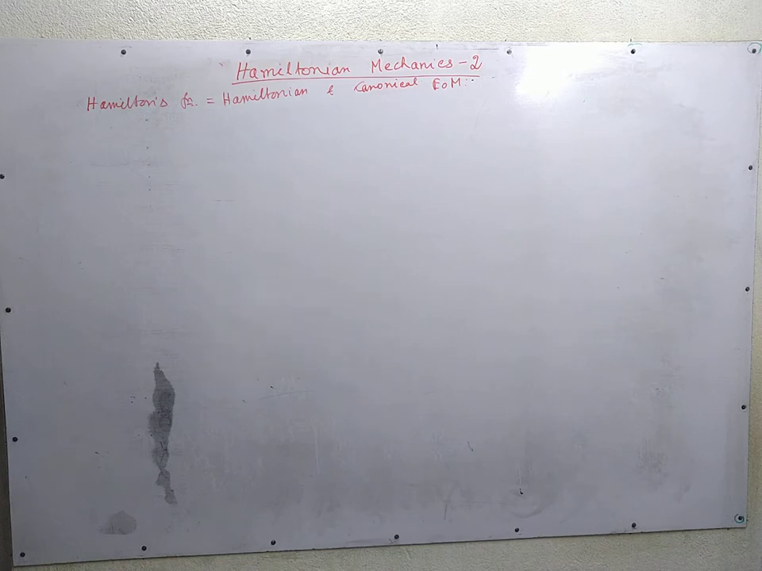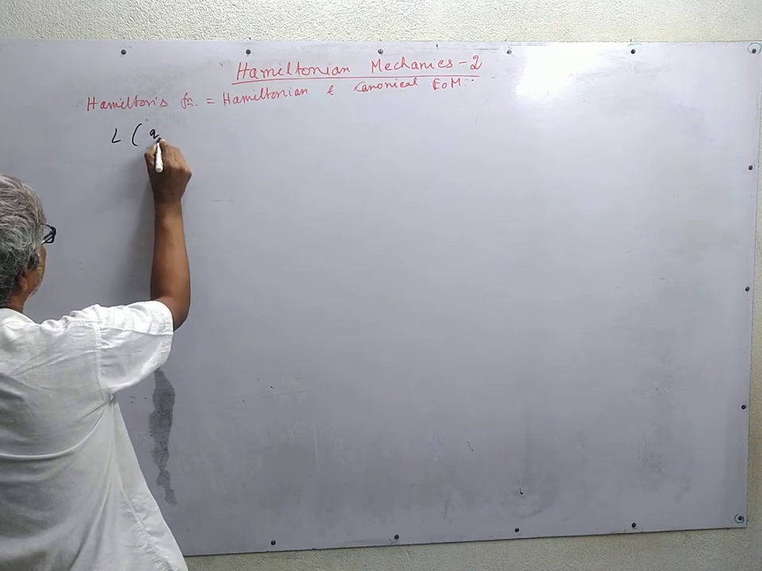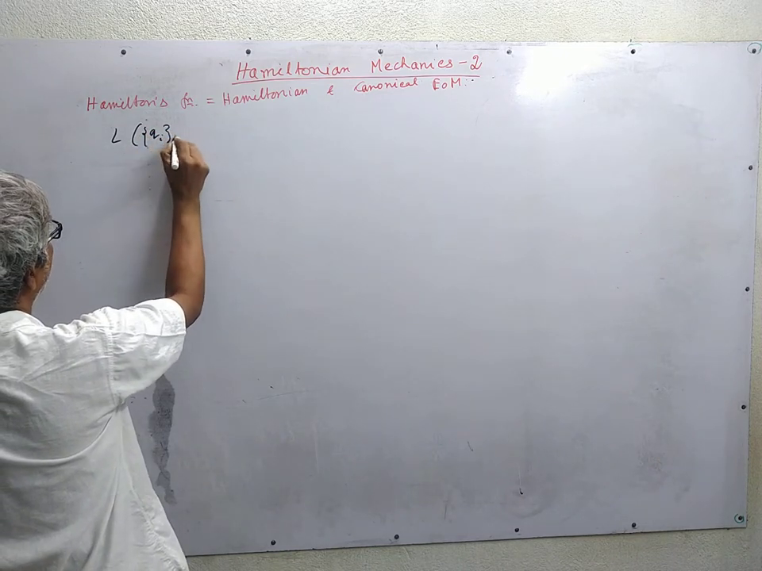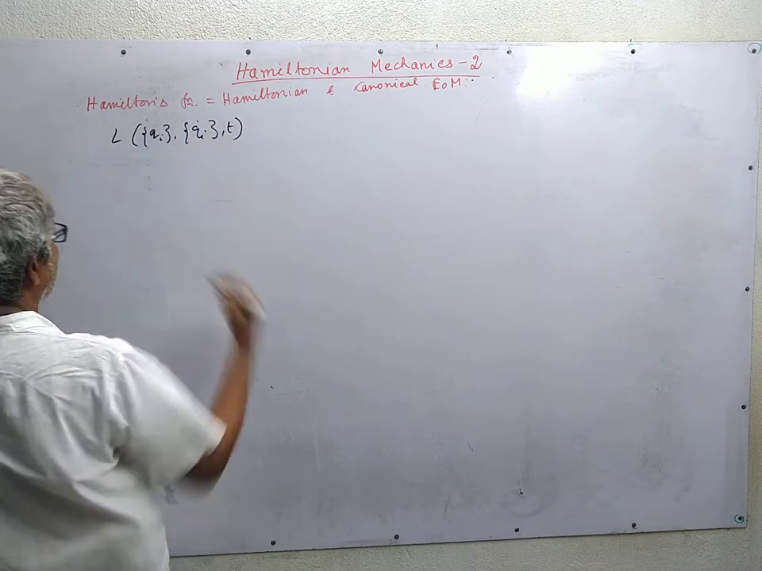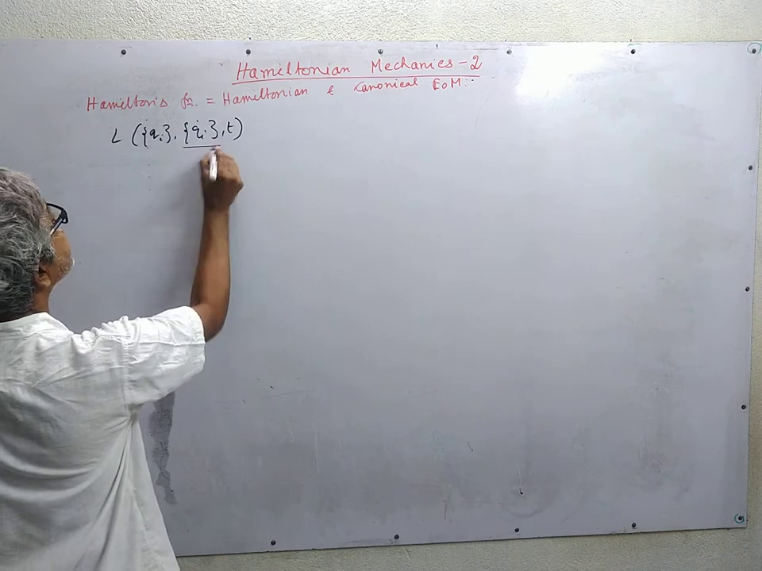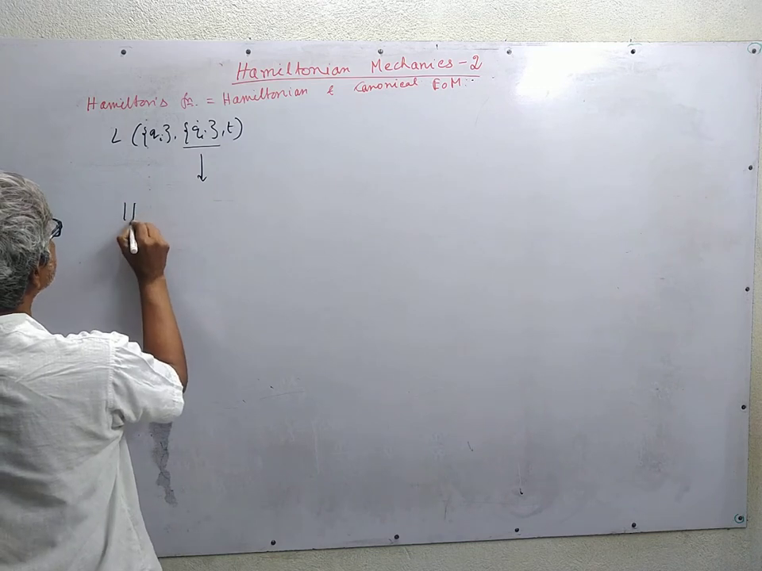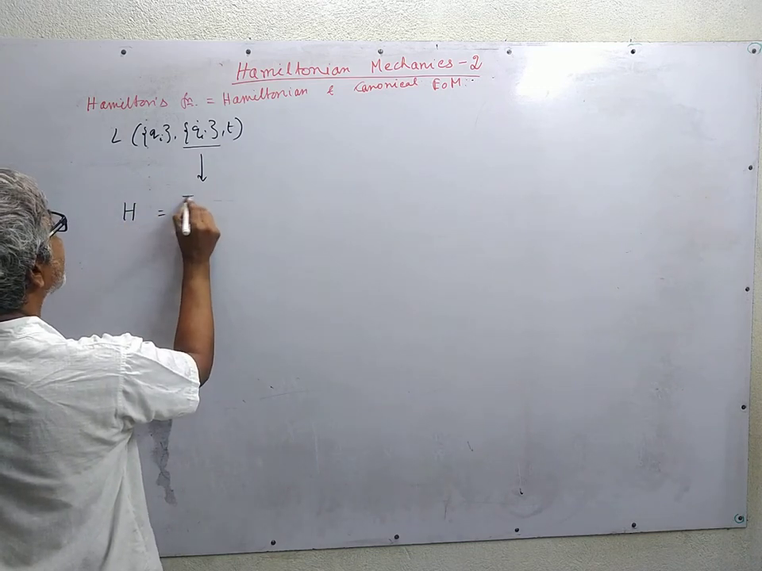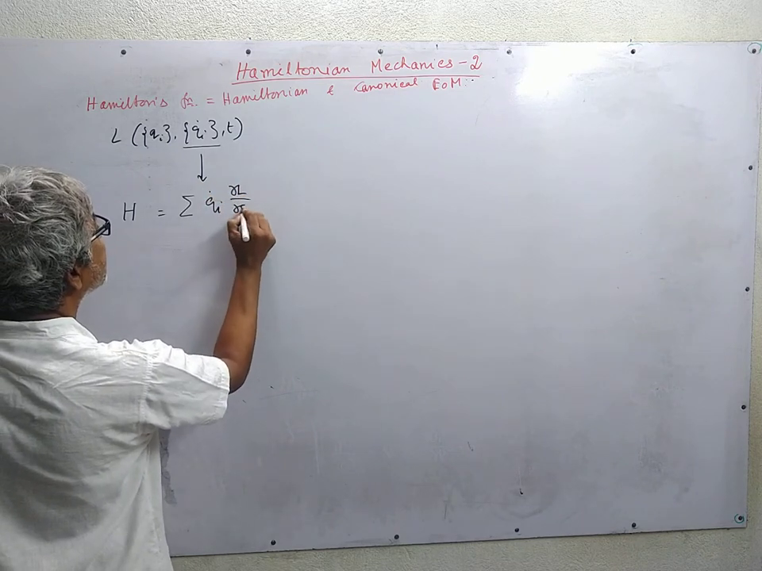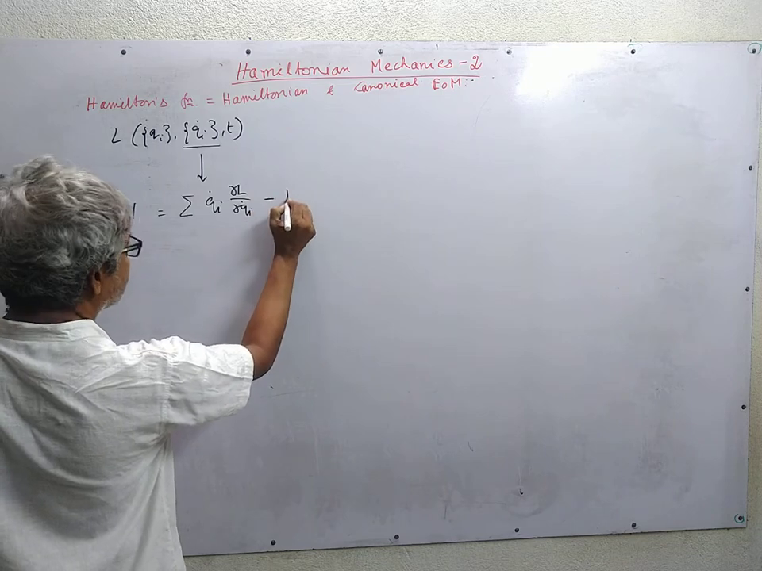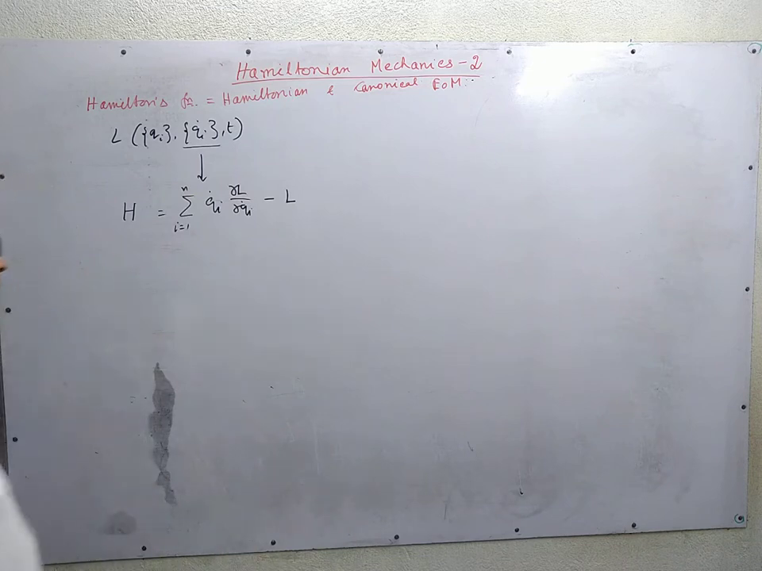Now we come to the Hamiltonian. The Lagrangian is a function of the set of q_i, the q_i dots, and of t. This is the Lagrangian. We want to replace these variables by the conjugate variables. So we define another function H, which is the sum of q_i dot ∂L/∂q_i dot minus L, where i ranges from 1 to n.